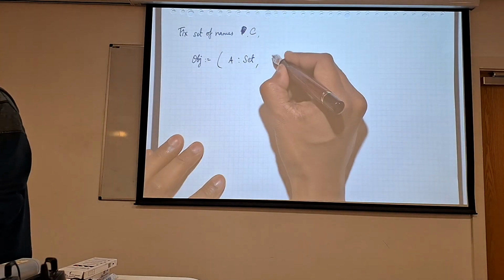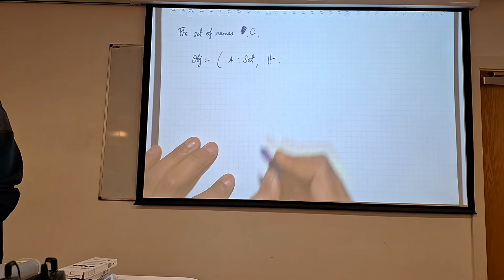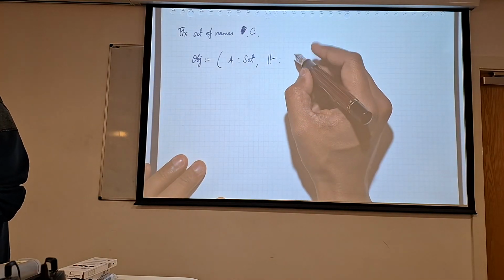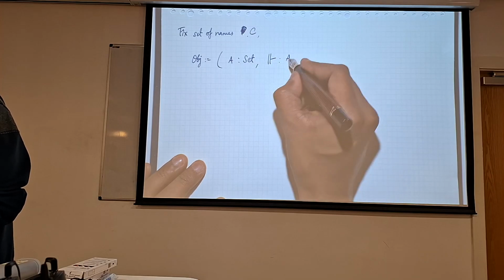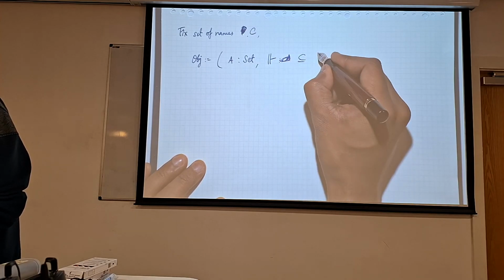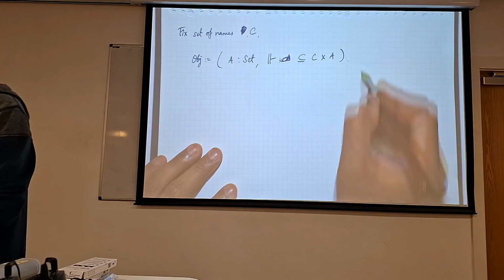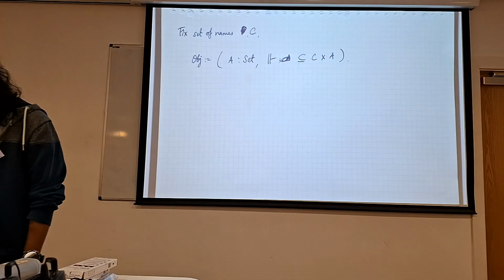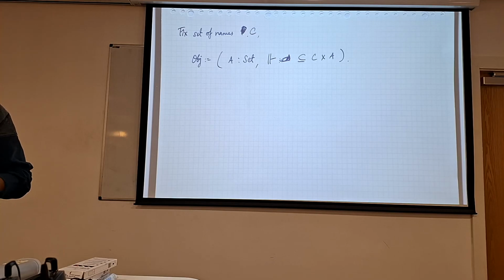Now here's one way of writing it. It's a forcing relation, so a subset of C times A. It's a relation which says give me a channel named C and a point in this set, and I'll tell you whether or not this value captured this channel.